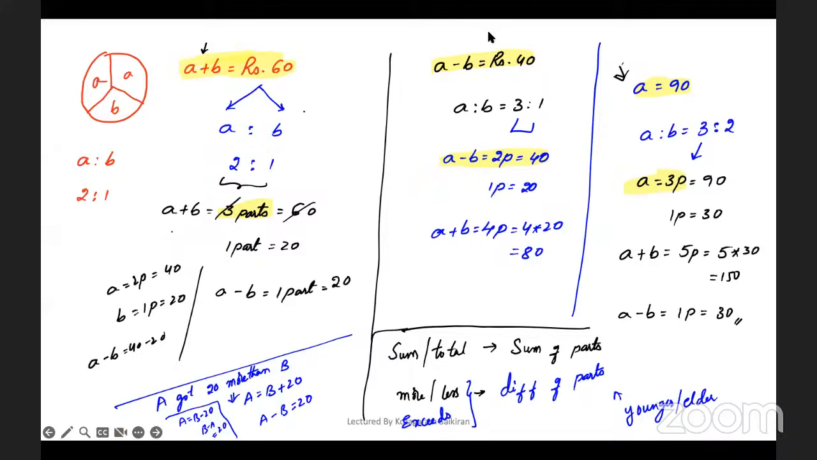So yesterday, I'll just brush up what we had yesterday. Initially, I told you what is ratio, and how we have to equate the sum, difference, or individual value.